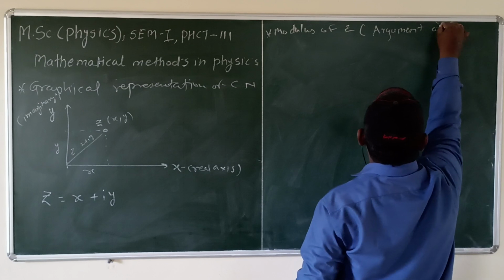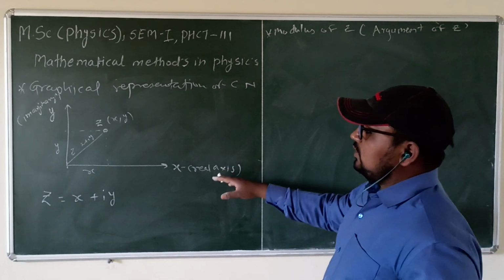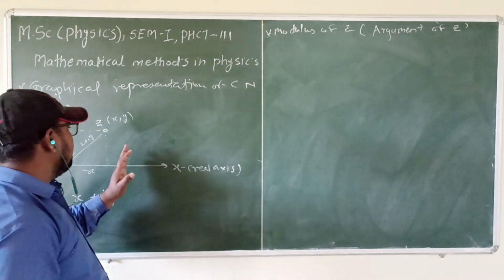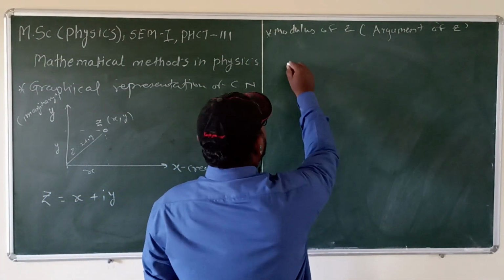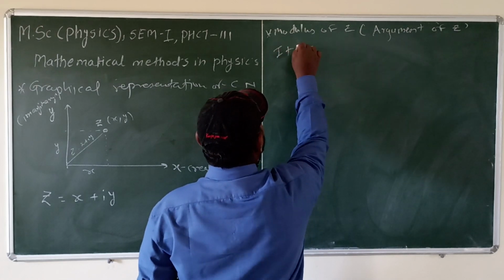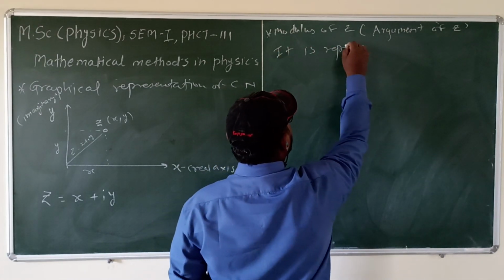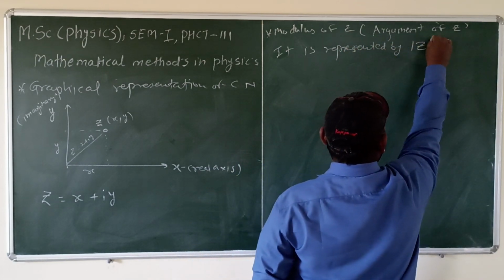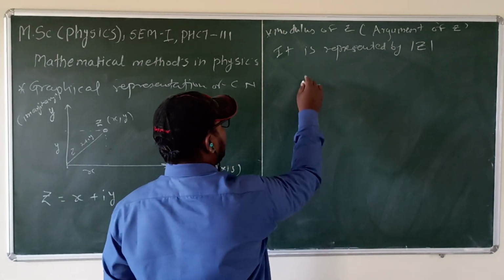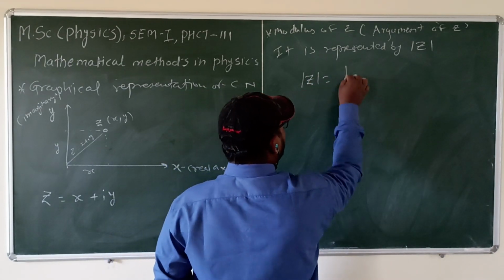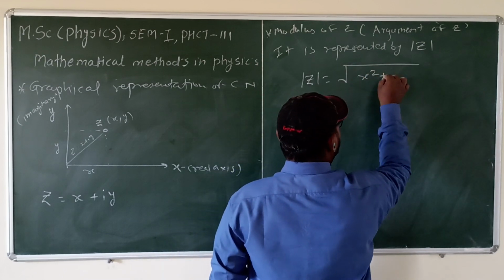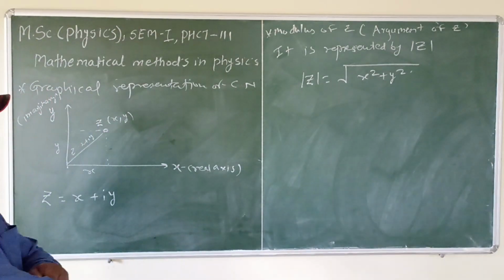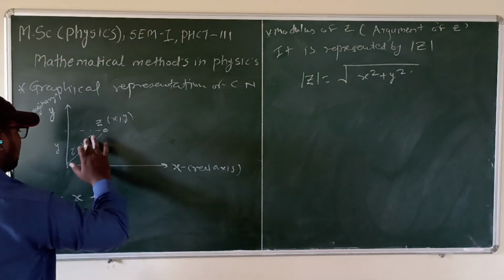Argument of z, which is really related to this graphical representation. So this graphical representation, this modulus of z, is represented by mod of z, right? And this mod of z can be given as mod z is equal to under root x square plus y square. Okay, this is the modulus of z. This can be given in this relation.